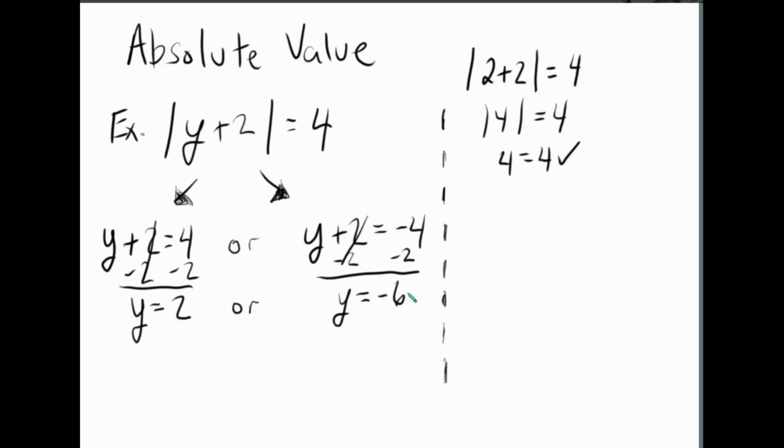It works. Let's try negative 6. I'm going to replace y with negative 6 now. Negative 6 plus 2 is negative 4. The absolute value of negative 4 is positive 4. So that works as well. We can always check our solutions to make sure that they give us a true statement. All right, let's take a look at a couple other scenarios.